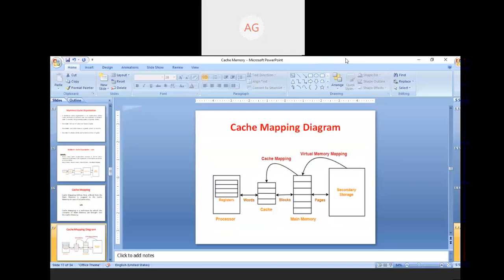Moving to the next slide. As you can see from the diagram, this is the main memory and this is the processor. In between the processor, which is also known as the CPU, and the main memory, a cache also exists. Data transfer between the register and cache is known as words, and the data transfer between the cache and main memory is known as blocks. The transfer from the main memory to the cache memory is known as cache mapping.